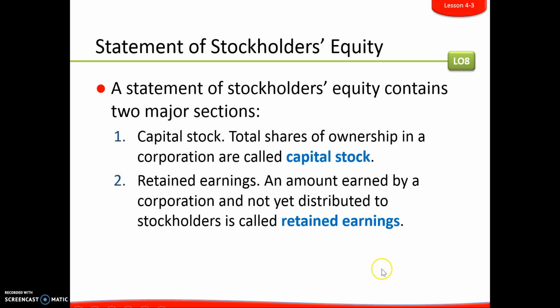The statement of stockholders' equity, again, has 2 major sections. The first one is capital stock. Capital stock, of course, is the total shares of ownership in our corporation. And then the retained earnings are the amounts that have been earned by a corporation and that we have not yet distributed to our stockholders, hence the word retained, meaning we have kept those earnings with ourselves.